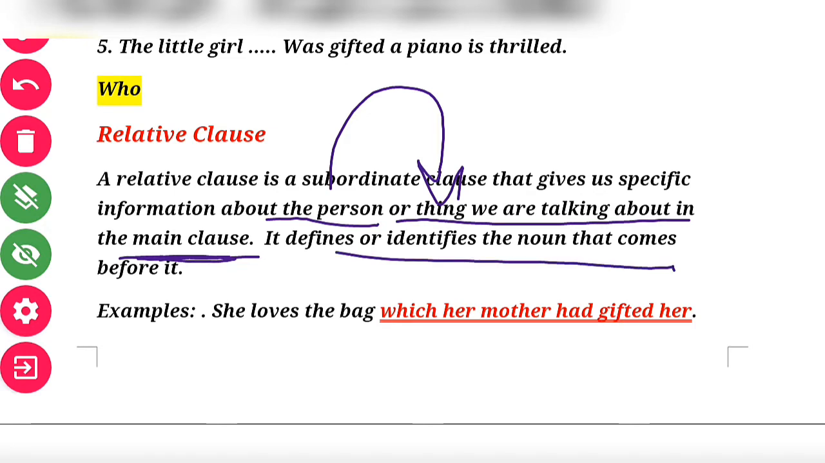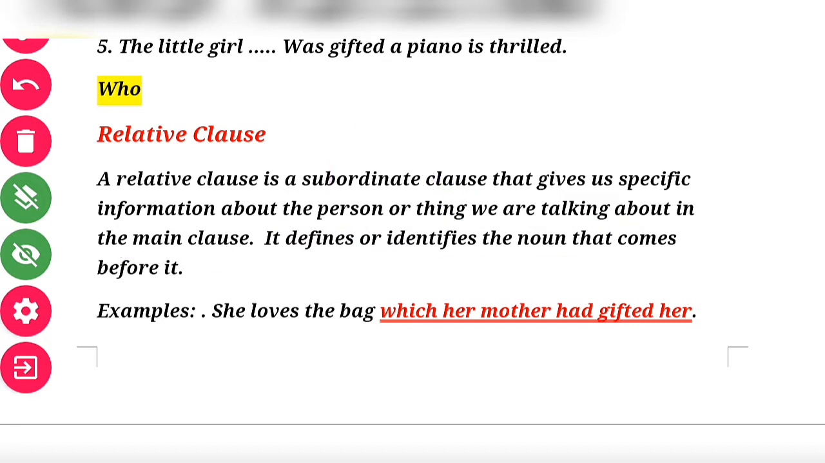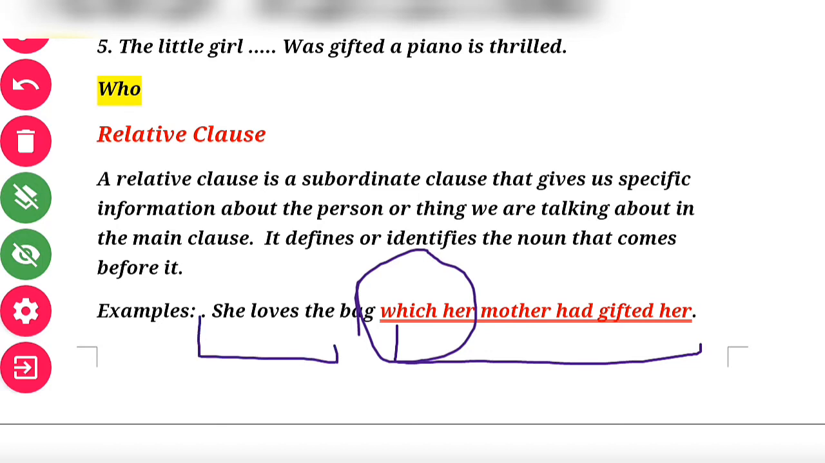A relative clause always identifies or defines the noun which it modifies. How? Let us see an example, with the help of that we will understand. She loves the bag which her mother had gifted her. The word which, you know that it started with which. So from here to the last, which her mother had gifted her, that is a subordinate clause, and this clause is a main clause.